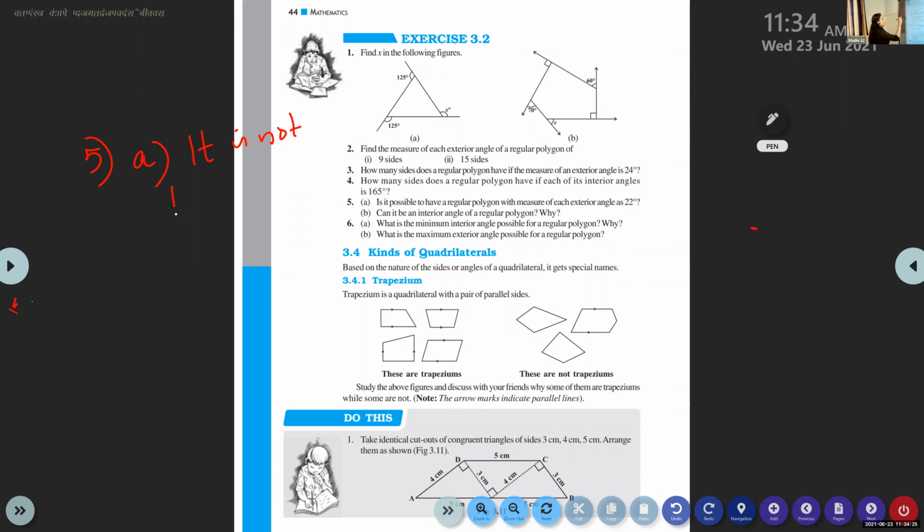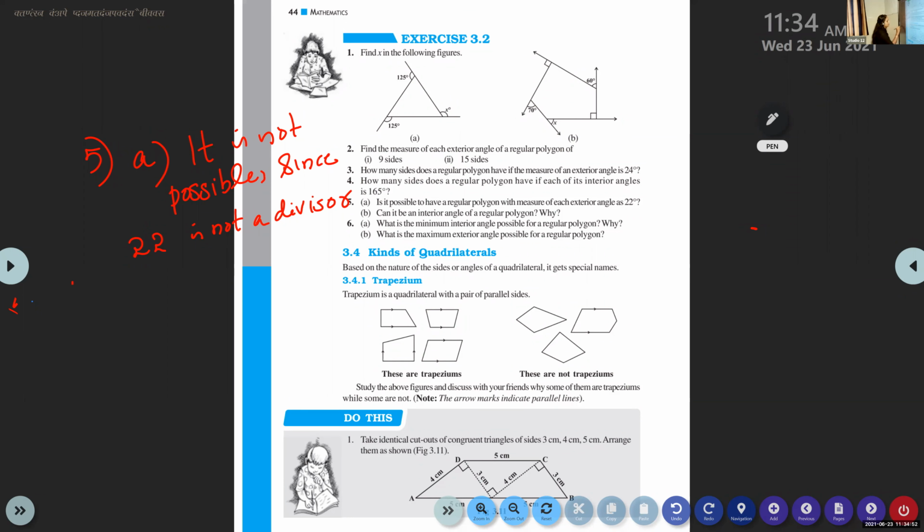It is not possible. This is the question A's answer. It is not possible since 360 divided by 22 is not possible, since 22 is not a divisor. Those who are not there in the class, they can write down now.